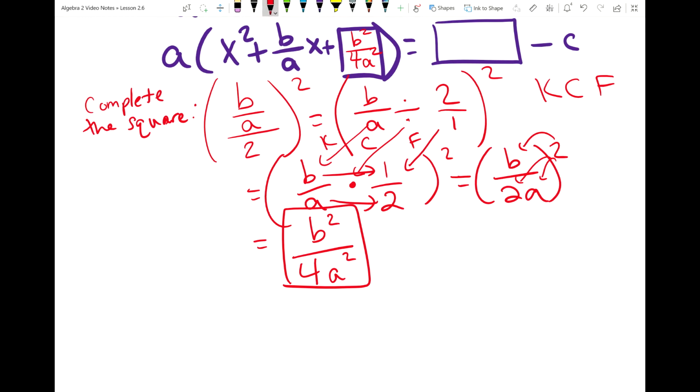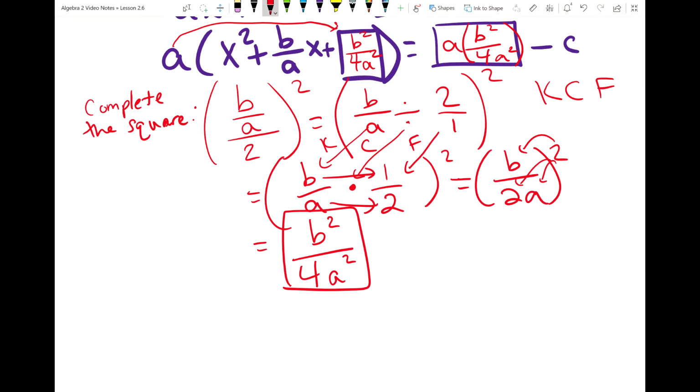All right, so what do I need to do? Well, I need to include my b squared over 4a squared. But also keep in mind that I'm multiplying this a over on this side because I'm distributing that a to everything, right? So that means I need to distribute it to this term that I just added. So every time you add a term on the inside of the parentheses, just make sure that you include whatever is distributed against it on that other side. Okay, so the a in this case. All right, now this is completely balanced.